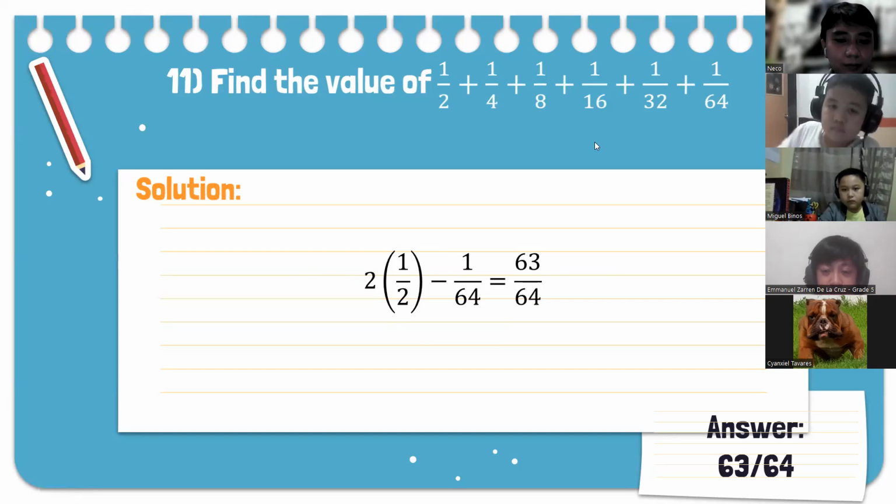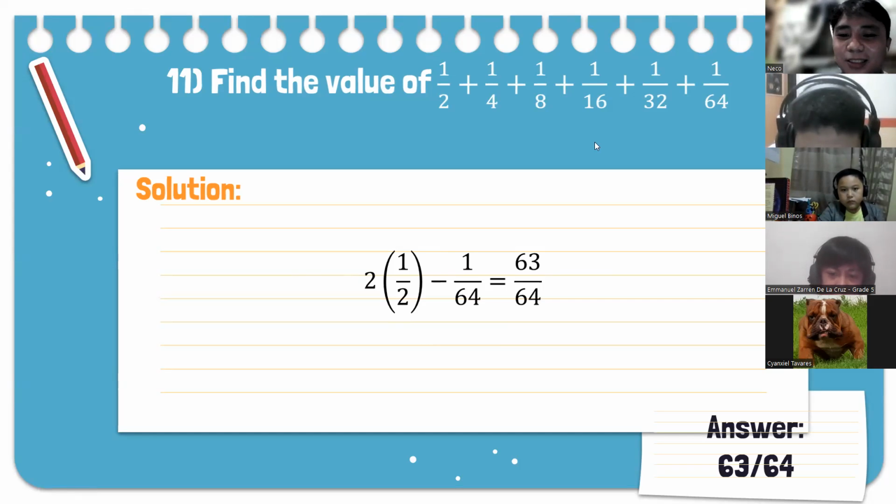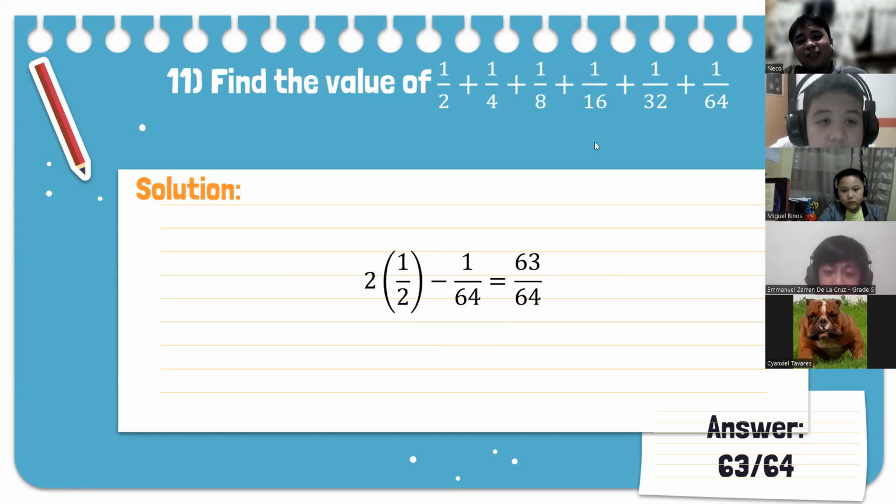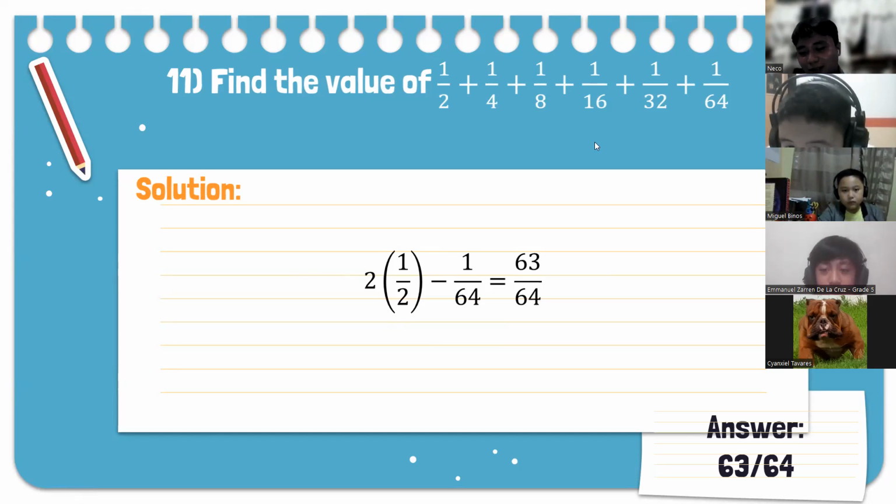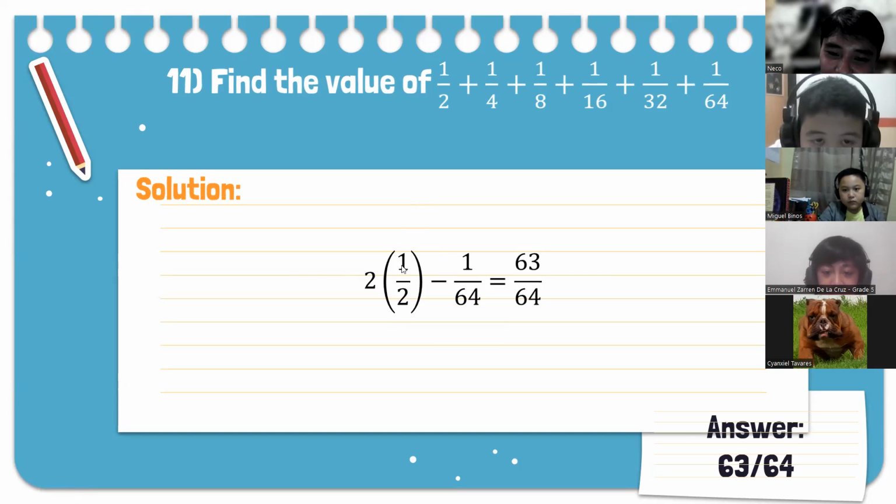Sir, in these types of questions, why is the numerator always one less than the denominator? Why is the numerator one less than the denominator? No, you mean the 1/2? No, I mean 63/64.